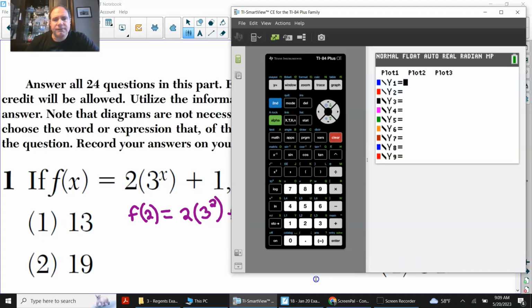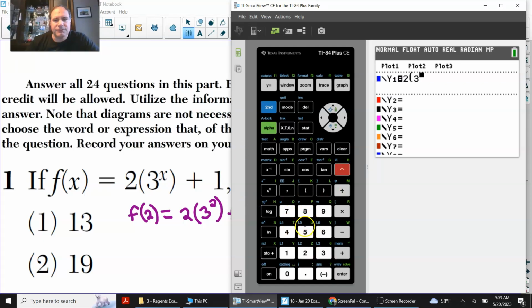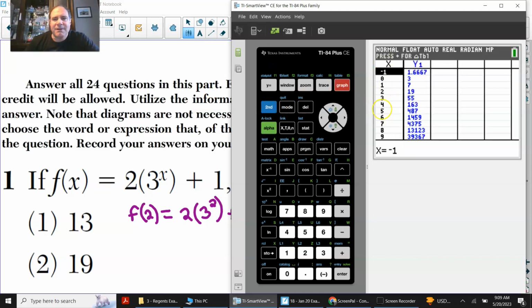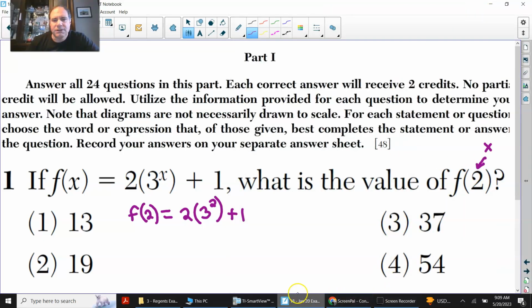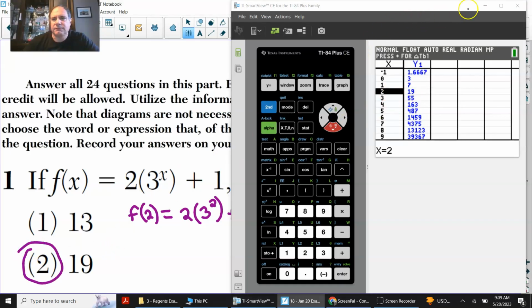This is a pretty easy one, but if you want to use your calculator for this, you go to y1 and put in 2 times 3 to the x power plus 1. Once you have that in, it's going to give you a function table with every input, not just the input that you're looking for. The input they're looking for is 2. So we go down to 2, and 2 is right here. So 2, 19, and that is your answer.